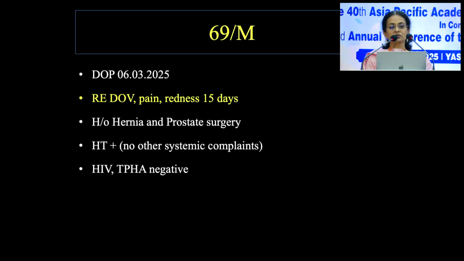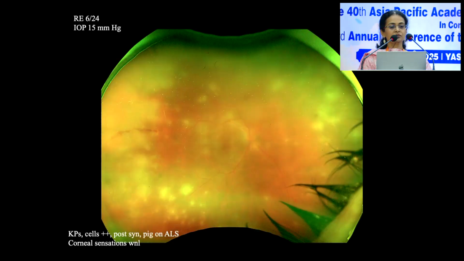The second case was a 69-year-old male. Just look at the age. This is not the very typical age of presentation of viral retinitis. He presented in March this year with decreased vision in the right eye with pain and redness since 15 days. He gave a history of hernia and prostate surgery. He was hypertensive, with no other systemic complaints. His HIV and TPHA were negative. So this was the clinical picture.